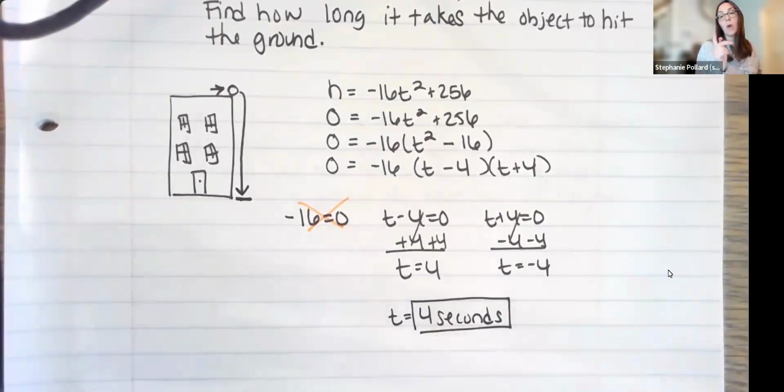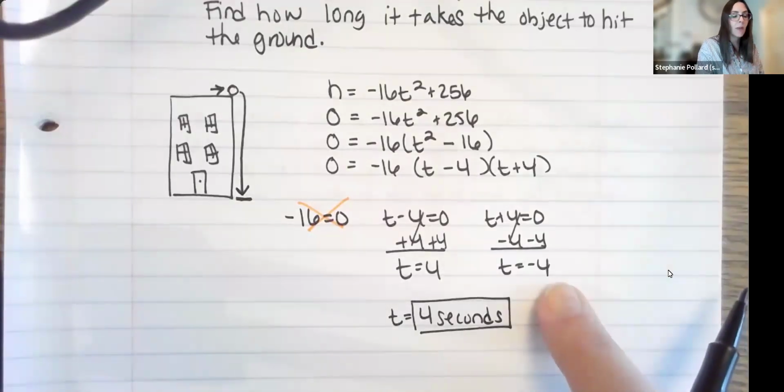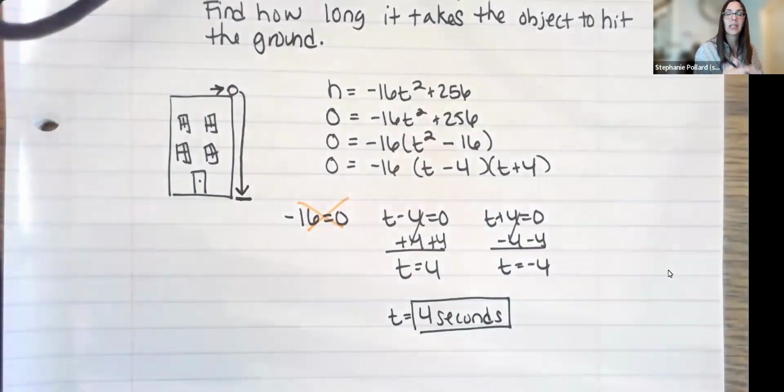So we actually have one solution here of 4 seconds. We're actually going to throw out the other answer. Even though mathematically it does work in the equation, it just doesn't make sense when answering this question. So the only real viable answer in this case would be 4. So 4 seconds it would take for that object to hit the ground.